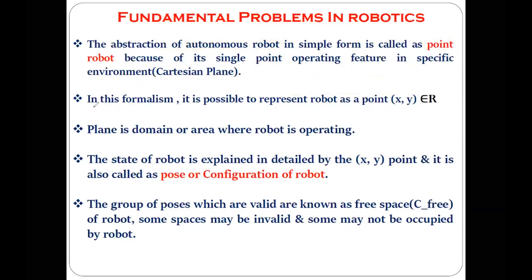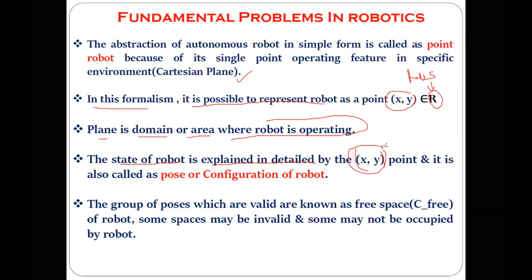And the same thing I have shown here in this formalism. It is possible to represent the robot as a point, as you can see here, (x, y) belongs to R. Here R stands for the radius in which that robot is present. In this way the robot's position can be represented in a certain environment with the help of the Cartesian plane. This plane is the domain or area where that robot is actually operating. So from this we can say the state or position of the robot is explained in detail by this x and y axis point.